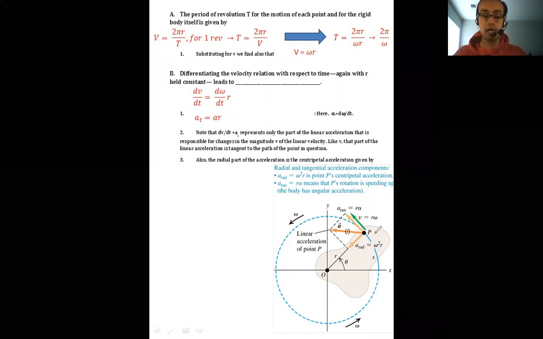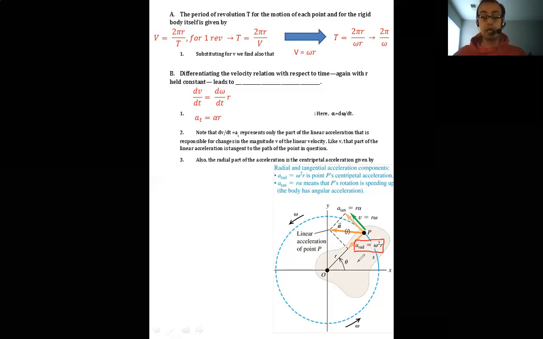These are in the same direction. And again, if this magnitude v is not changing, then a tangential is going to be equal to 0. There is the radial acceleration, a radial, which is equal to omega squared times r. This, as you might remember, is the centripetal acceleration. That's the acceleration directed towards the center of this particular circle.